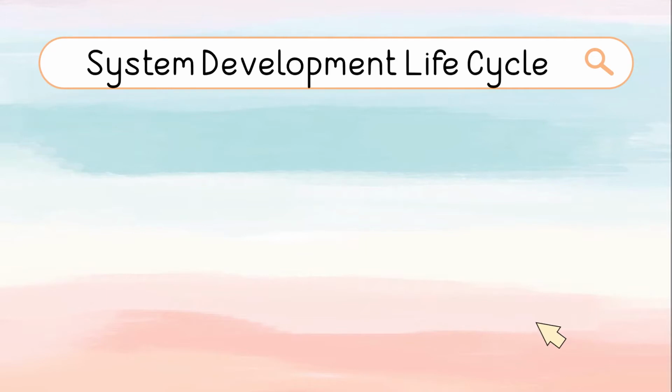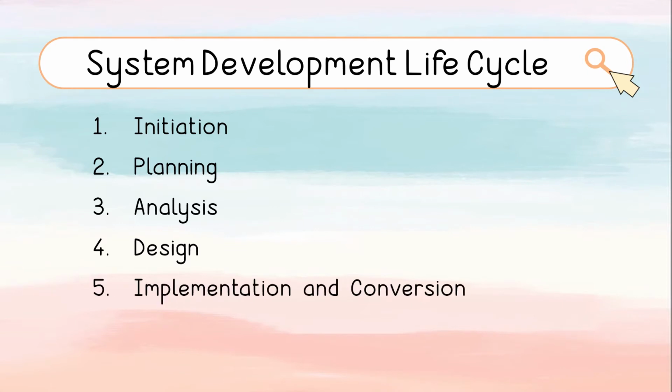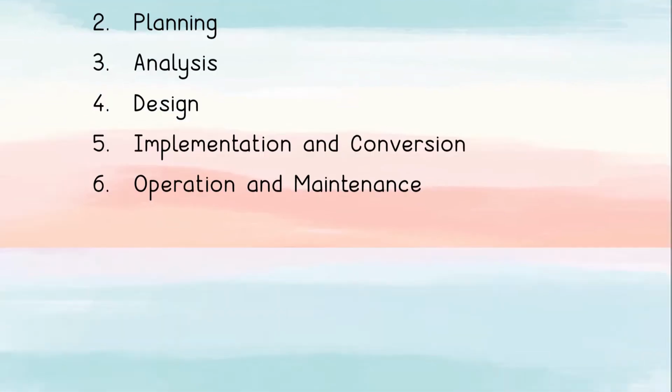In System Development Life Cycle, there are 6 phases. I wonder what they are. They are initiation, planning, analysis, design, implementation and conversion, operation and maintenance. As for today, we will only be focusing on operation and maintenance.